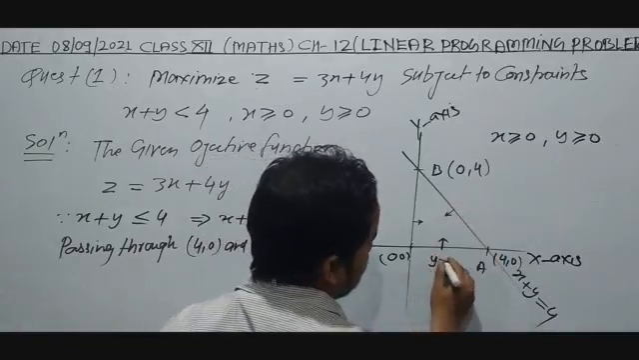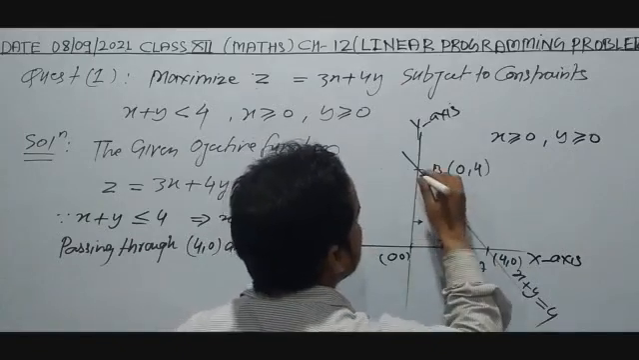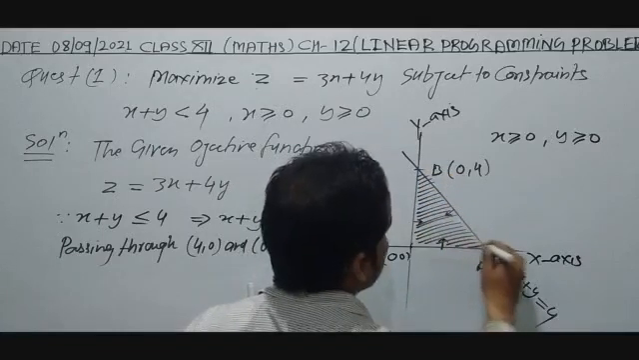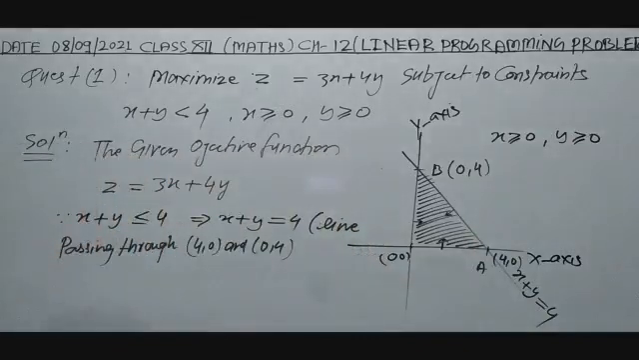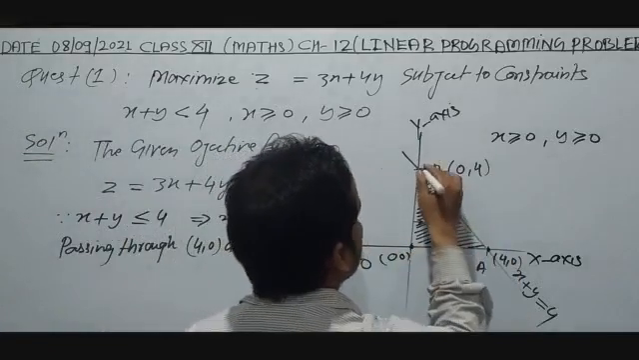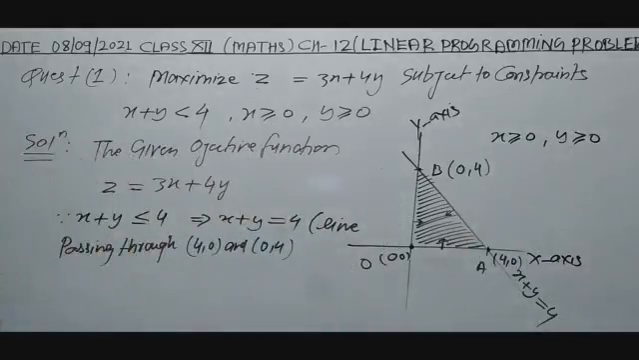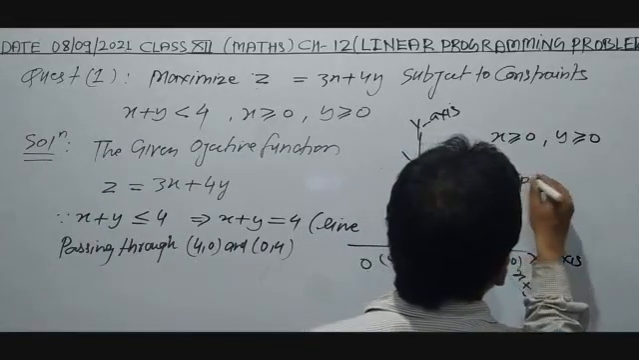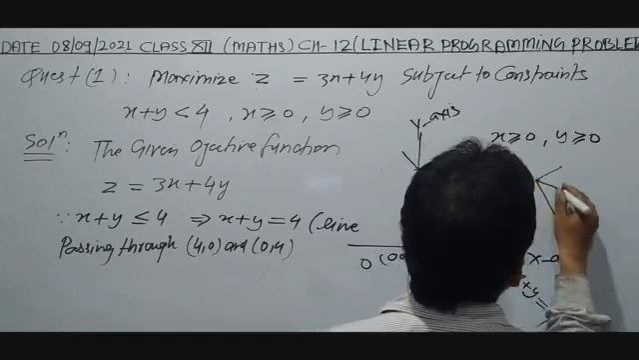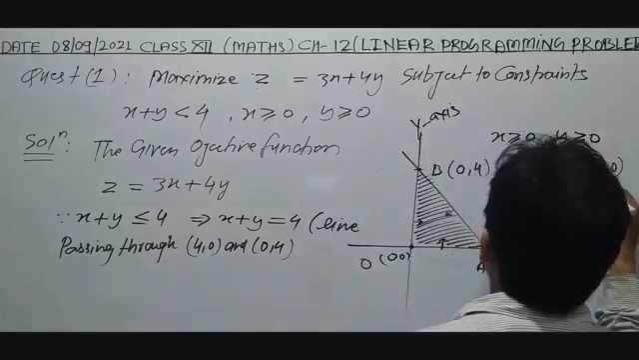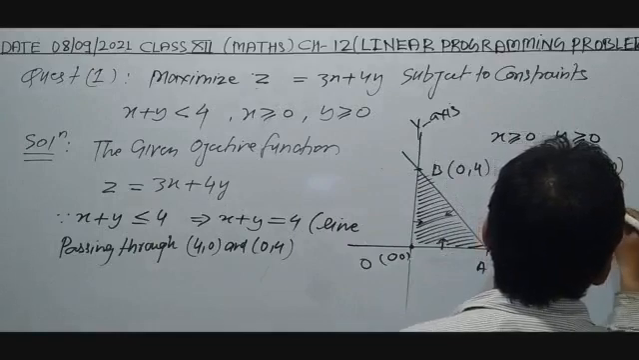So now this is the feasible region. We get three corner points, O, A and B. I am writing here, corner points, CP, are O, A, B. The coordinates are O is (0, 0), A is (4, 0), and B is (0, 4).